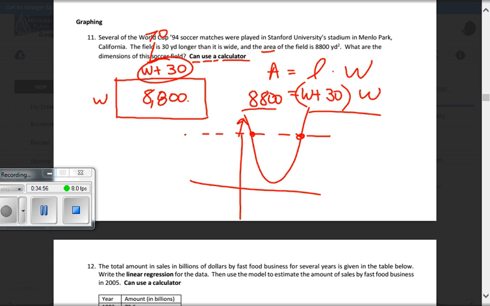And then once I know what W is, let's say it turns out to be like 70, then the dimensions of the soccer field would be 70 plus 30 and 70. So 70 and 100. It's not the right answer. I don't know what it is. You'll have to graph it yourself to figure out what this final number is for W. But make sure you give both answers because it asks for dimensions.